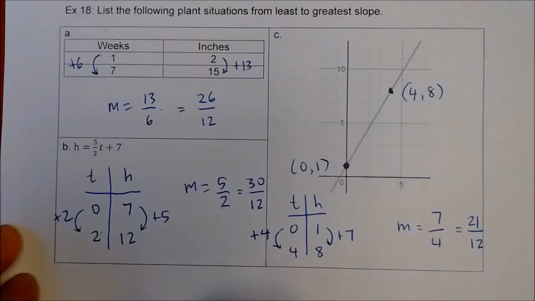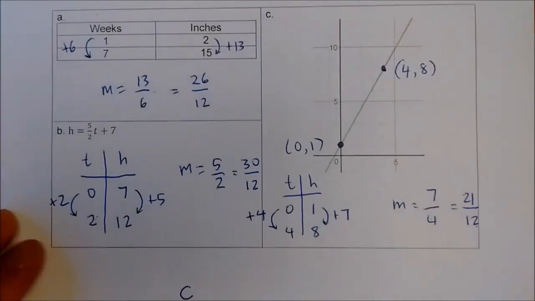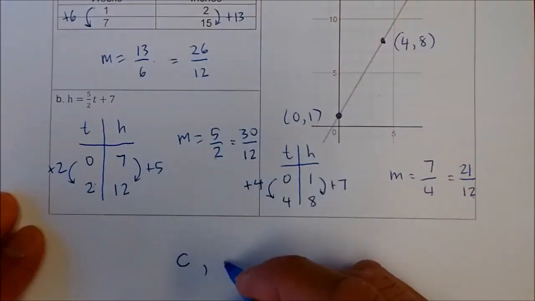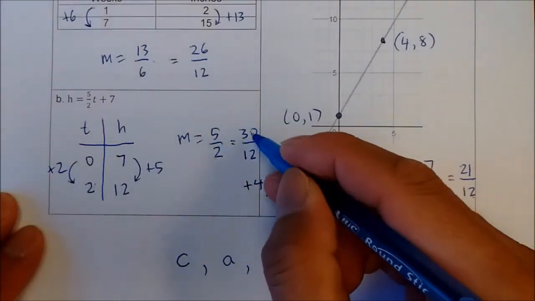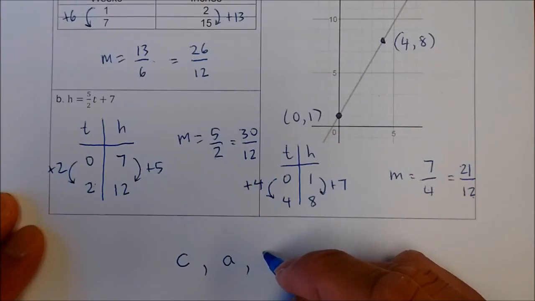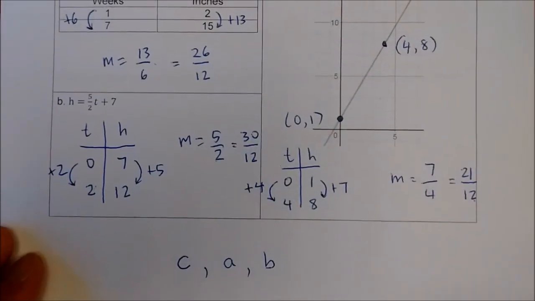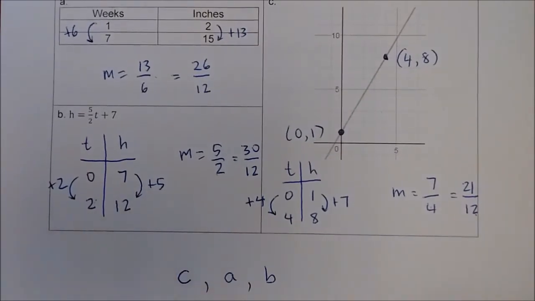So listing them in order, the lowest one is going to be 21 over 12, so that would be C. Next we have 26 over 12, which would be A, and then 30 over 12, which would be B. So hopefully you got the same thing. And so I want you to pause the video and discuss this whole problem with your neighbor.